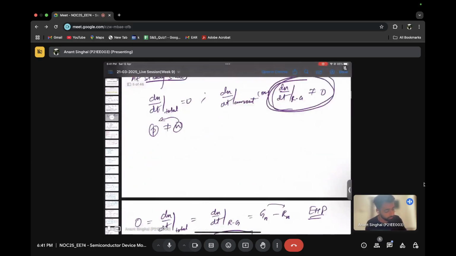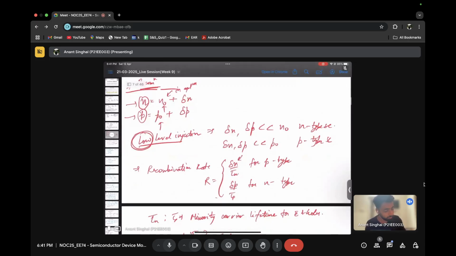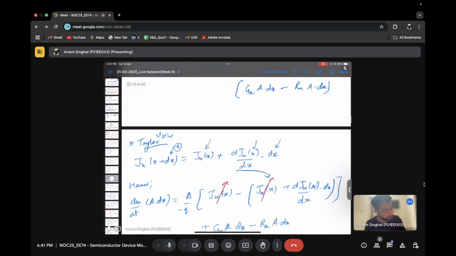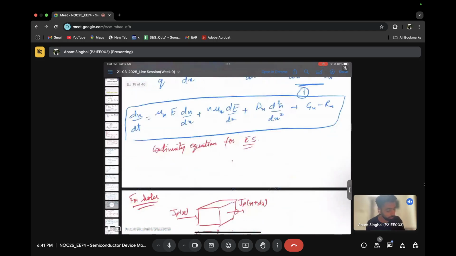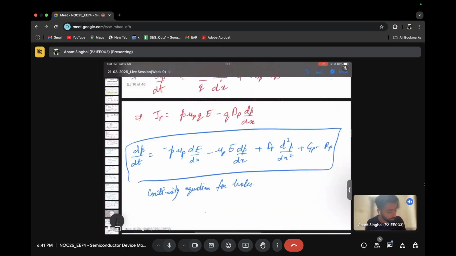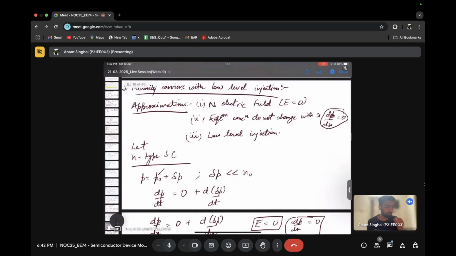Yeah. So we did the derivation here. So this is the recombination rate and all. We did cover the continuity equation, and it was very long, and we came to know that this is a continuity equation for electrons, and similarly this was for holes also. You can basically derive. So these are very important.